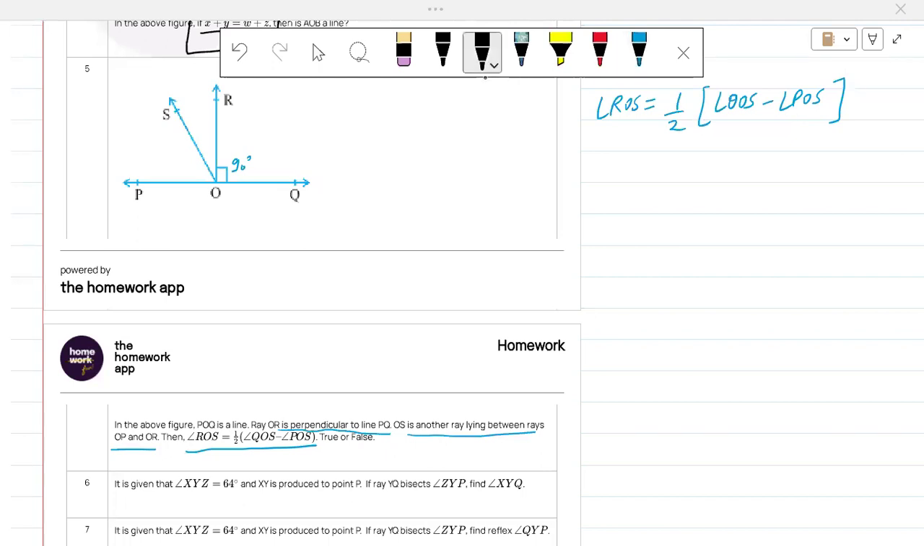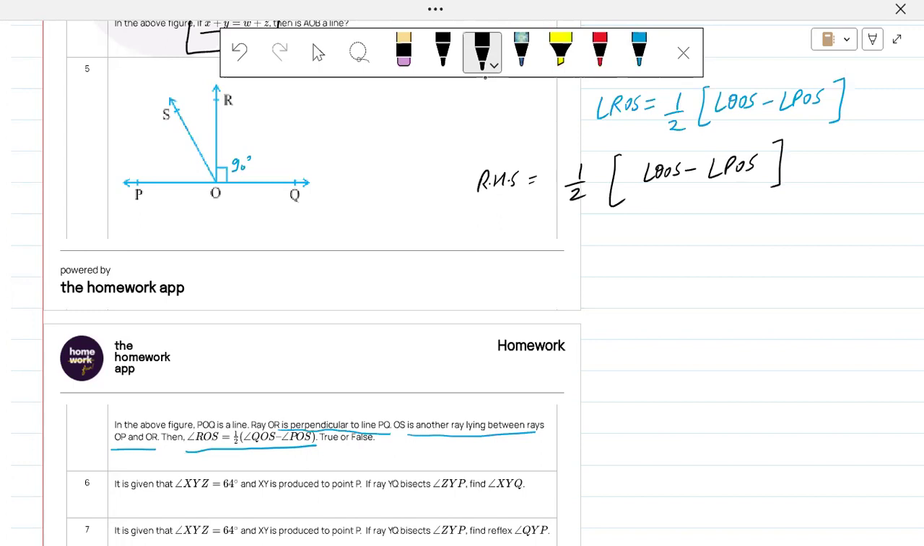How do you prove this question? You have to take the RHS side here. RHS is equal to half of angle QOS minus angle POS. This you have to prove is equal to angle ROS.